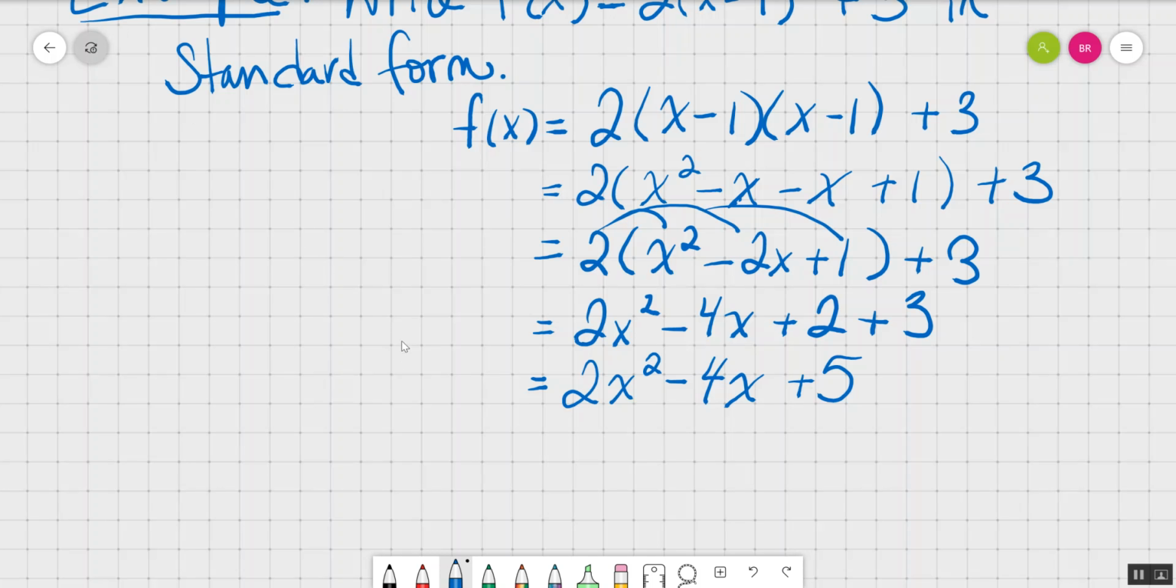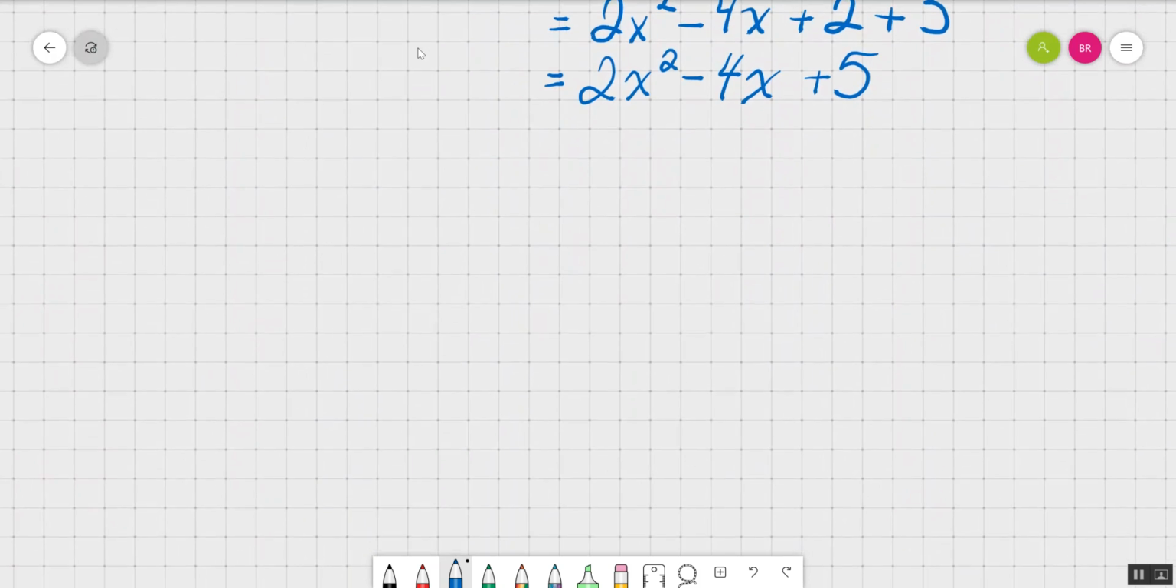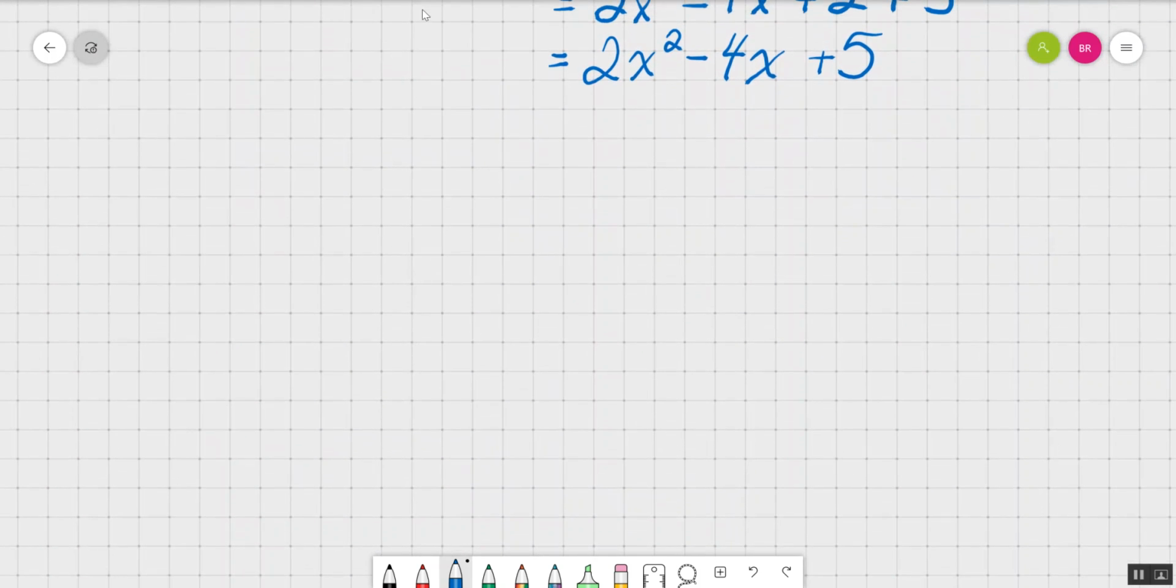Just as a reminder, we did graph these in the past, and we're going to make a connection between what vertex form does and what the graph looks like. If you remember, previously we would graph by point plotting.